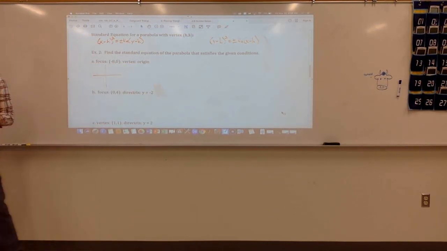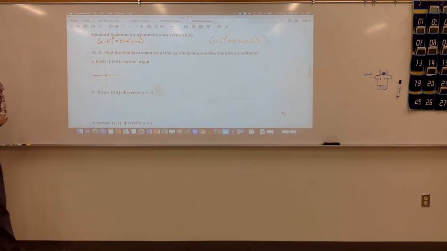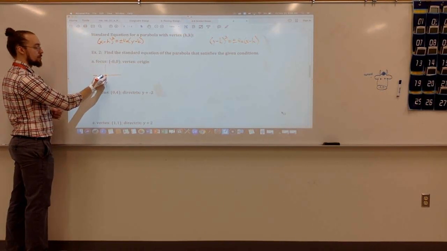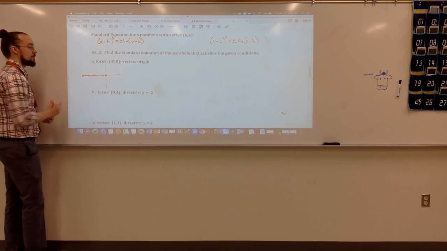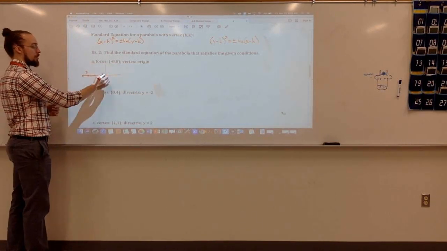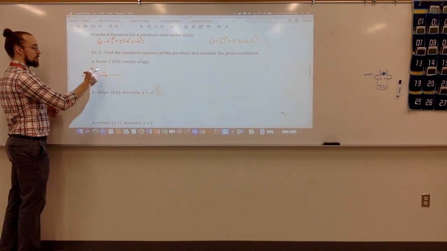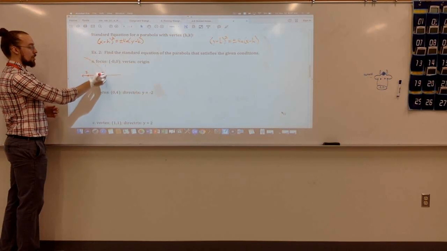I'm always going to sketch out a little picture based on what we have. So I know the vertex is at 0, 0, and I know the focus is over here at negative 8, 0. So 1, 2, 3, 4, 5, 6, 7, 8. Focus, vertex. Just based on that information, which way is my parabola going to open? Up, down, left, or right? To the left. Okay? Actually, if the focus is that far out, it's going to open pretty wide.